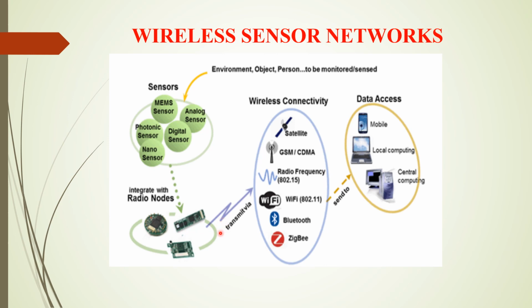So to transmit this information we are going to provide wireless connectivity. So these are all the possible wireless connectivity options. One can be satellite communication, or GSM, or RF, that is radio frequency, or Wi-Fi, or Bluetooth, or Zigbee. Then the data will be sent to the data access, which can be a mobile or local computing, or central computing like your server. So all this information will be stored there.